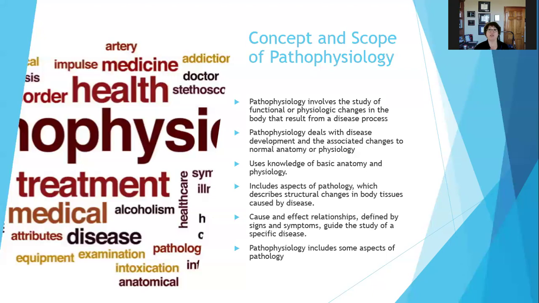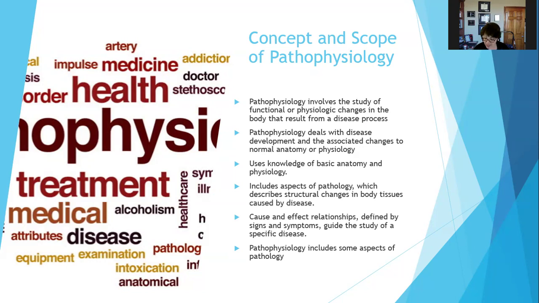So, pathophysiology involves the study of functional or physiological changes in the body that result from a disease process. So really, we are going to talk about the development of disease, the changes to normal anatomy or physiology. We're going to review what's normal, and then how do we know when it's not normal, and what do we do when that happens. So, we're going to use our knowledge of basic anatomy and physiology and we're going to add to it. We're going to add a lot of terminology.